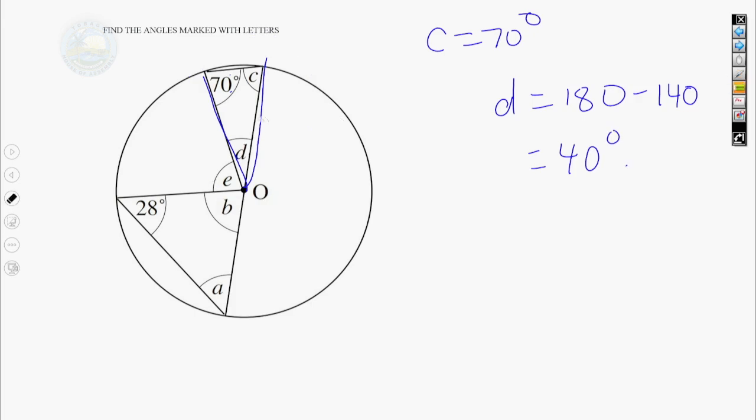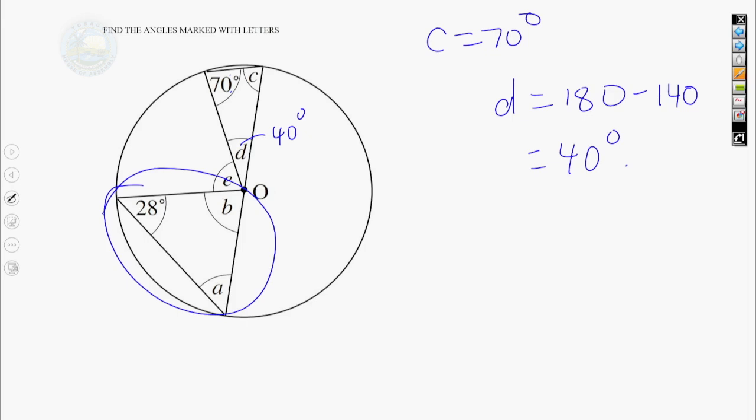You see how fast the math's becoming easy? That's because we're applying our rules and understanding what they are. Now let's go to this one. We have this triangle. And again, what kind of triangle is this?